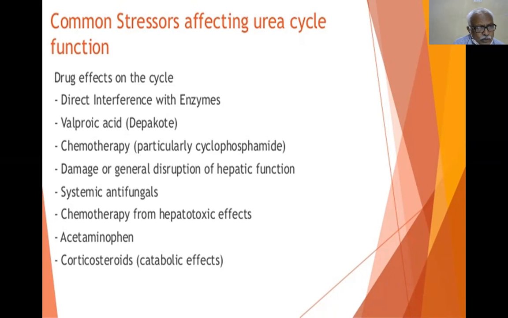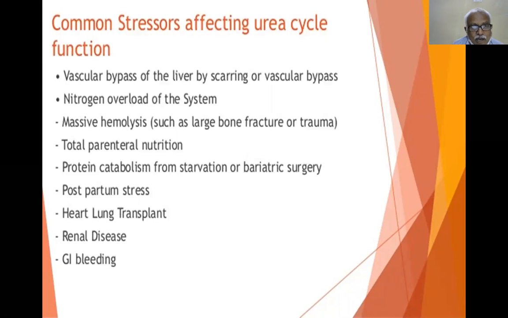So when we are putting the patients on corticosteroids, it will induce catabolic effect, and most hyperammonemia will be contributed to that. So corticosteroids is given as a last one because in most of the cases we have a tendency to give corticosteroids, especially for these COVID patients. But we should be very careful. We have to gauge the progress of the patient when we are keeping him on corticosteroids because of its catabolic effect. So common stressors affecting urea cycle function.